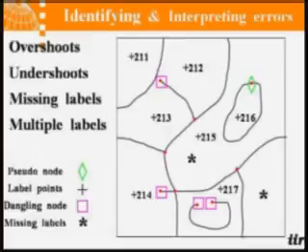And then you also have missing labels. See, this doesn't have a label, so this doesn't have a label, so that has to be eliminated. So this is an undershoot, this is an overshoot, this is also again an overshoot, undershoot. So these errors have to be eliminated.